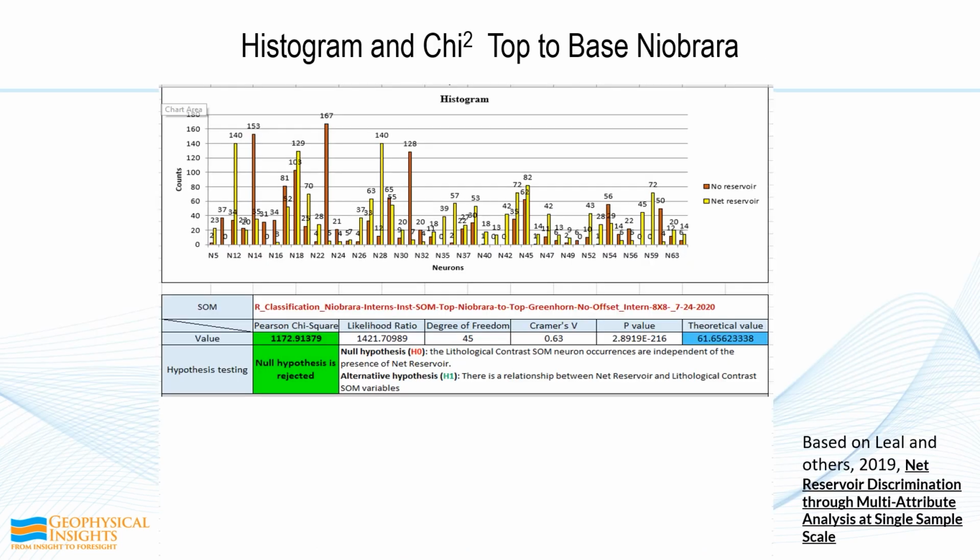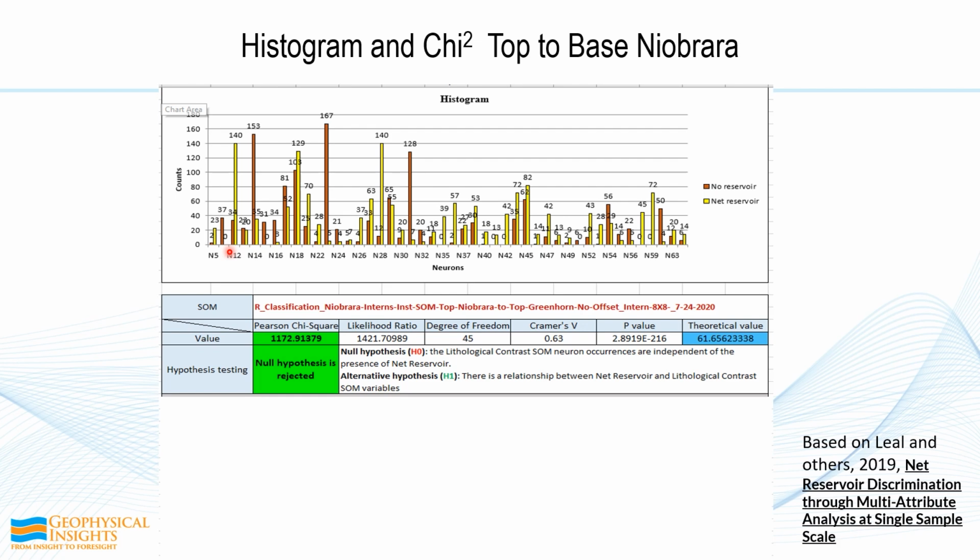To avoid the issue of sampling too thin of an interval and not actually getting your shale samples into the calculation, I also looked at a histogram here of the entire Niobrara interval. In this case, we had 45 degrees of freedom in our calculation because we've actually sampled almost every neuron of the 64 in our SOM. The chi-squared calculation is showing that the alternative hypothesis is accepted and there is a relationship between net reservoir and our SOM neurons. Again, we can also just look at the visual picture and quickly see that we have some definitely shale-dominated neurons here, as well as some reservoir-dominated neurons like neuron 12.